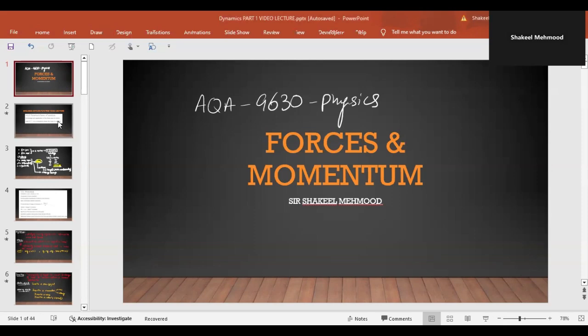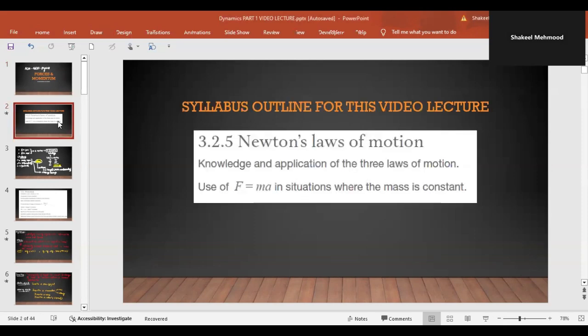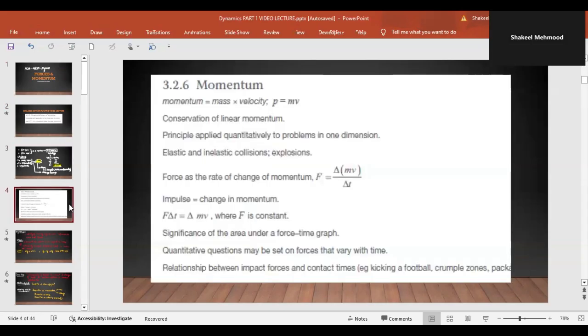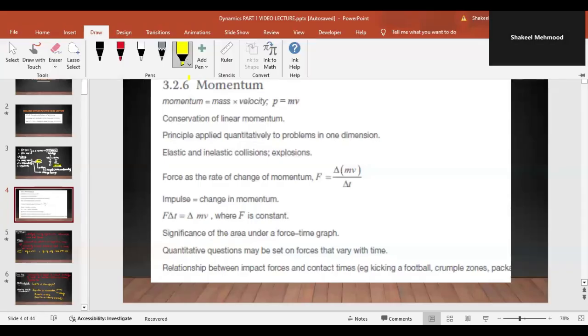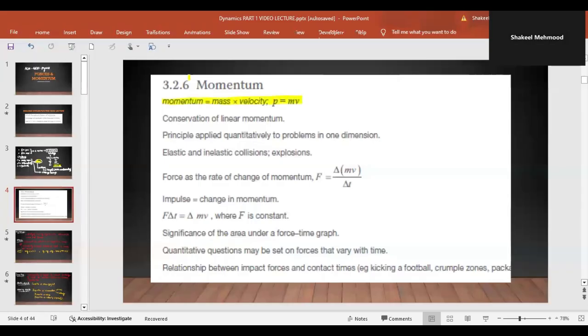And the next thing is we are done with the Newton laws of motion, and we have to start this momentum. And the good thing about this is that most of it you are already aware of. Momentum is the product of mass and velocity. Law of conservation of momentum: total momentum before and after collision remains the same, provided no external force acts.